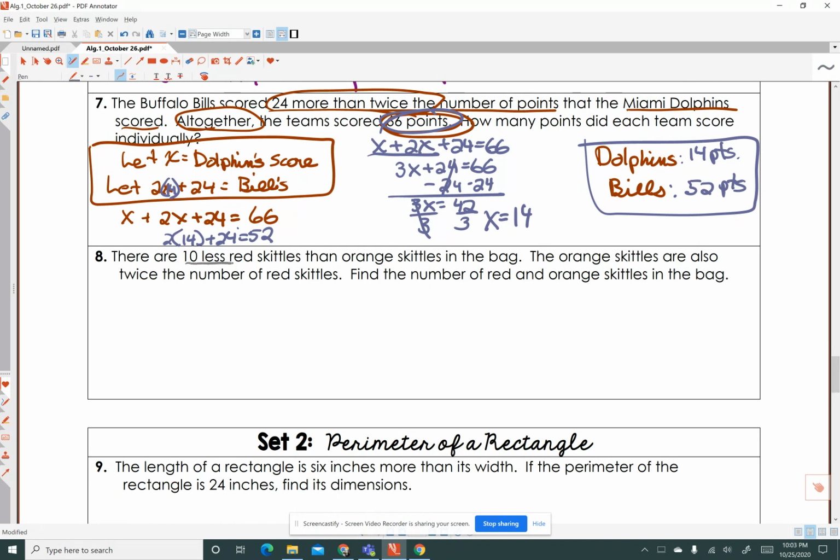There are 10 fewer red Skittles than orange Skittles in the bag. The orange Skittles are also twice the number of red Skittles. Find the number of red and orange Skittles in the bag. So this one's a little bit trickier. We're going to let x equal orange Skittles.